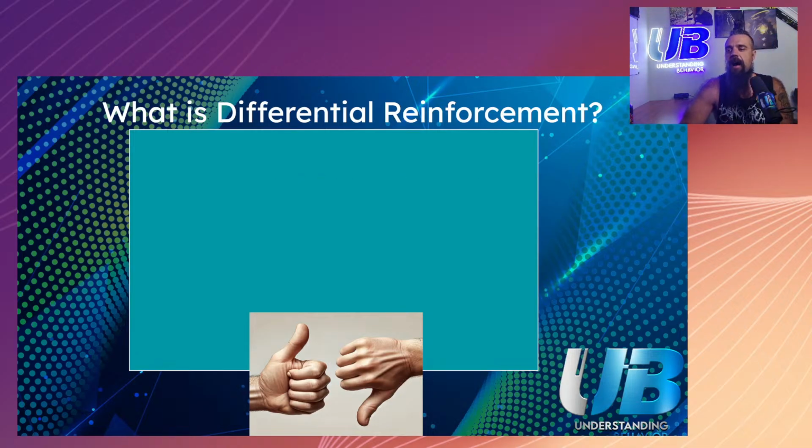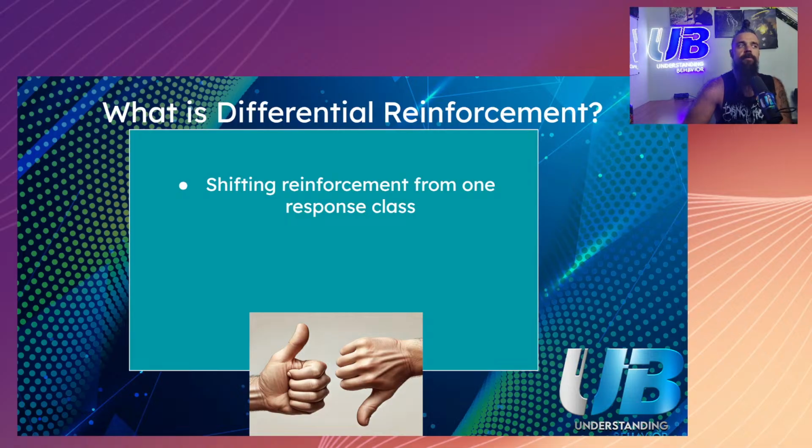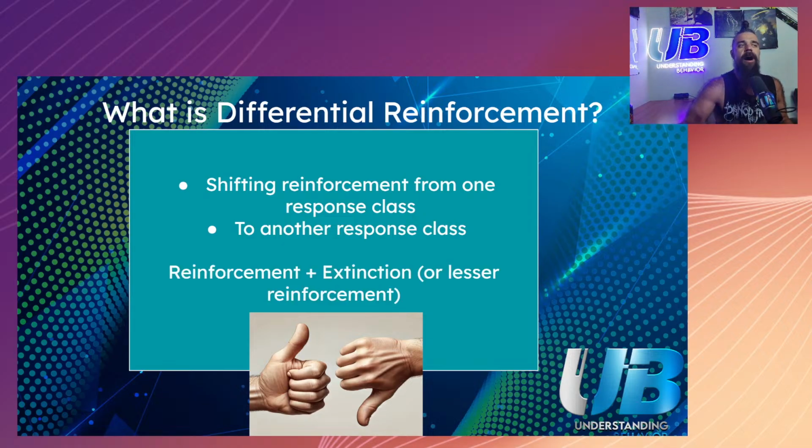So here's a definition that I like, but you guys are right on track. The two procedures are a combination of reinforcement and extinction. Here's a definition that I really like for differential reinforcement, though. It's shifting reinforcement from one response class to another response class. So really simple. Again, this is usually a combination of reinforcement and extinction, but what we will talk about is that it doesn't always involve pure extinction. So sometimes this extinction element is just using lesser reinforcement, and we'll talk about some examples of that in a little bit. That's why I really like this definition as well, is that it kind of captures both of those things. So we're shifting reinforcement from one thing to another thing.